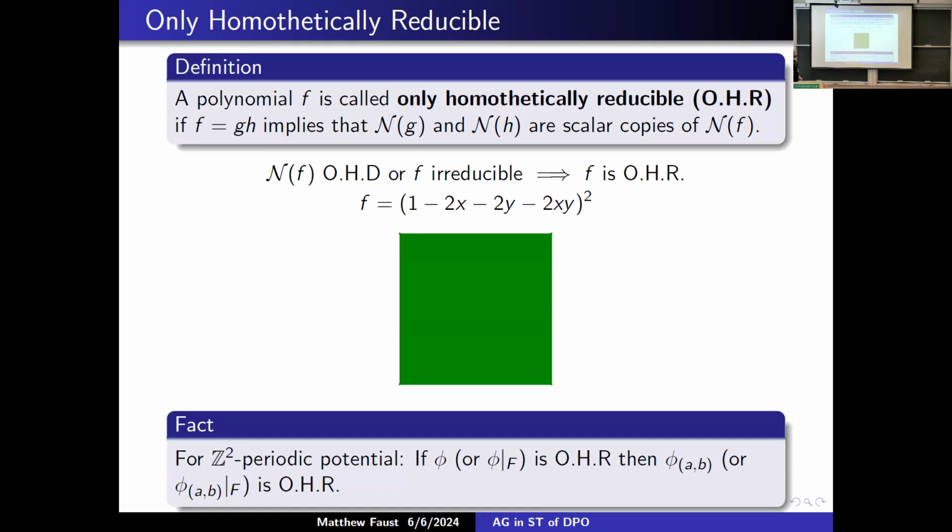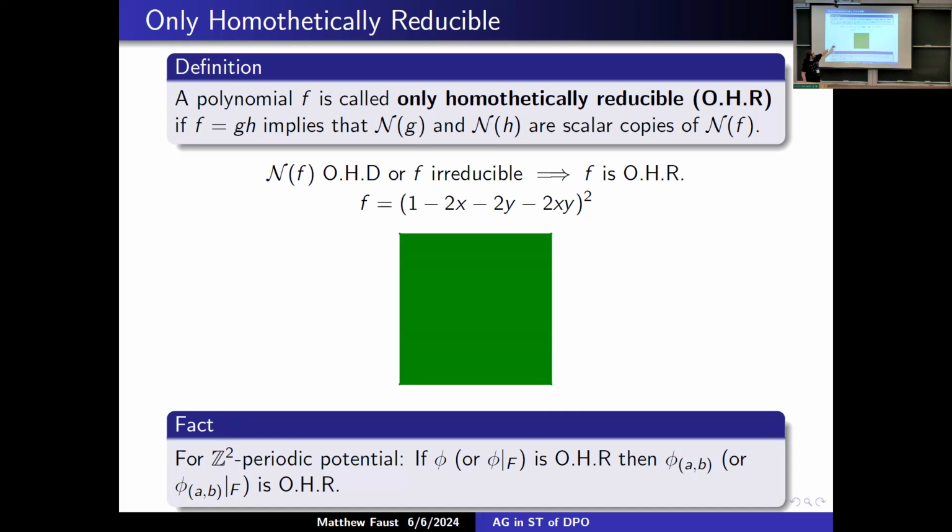So if the Newton polytope of f is only homothetically decomposable, or f is irreducible, then this implies that f is only homothetically reducible. However, the converse is not true. f does not necessarily have to satisfy either of these properties. So for example, the following polynomial here, its Newton polytope is a square, which we can decompose as a vertical line and a horizontal line. However, because of the actual coefficients, if we have more information about the polynomial, we see that this can only ever factor as two smaller squares.